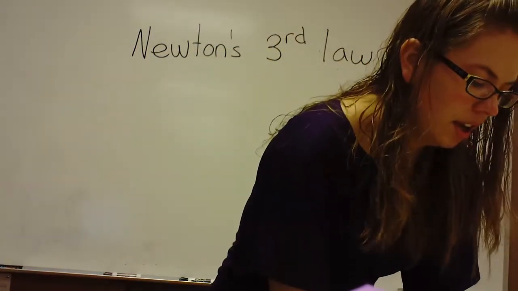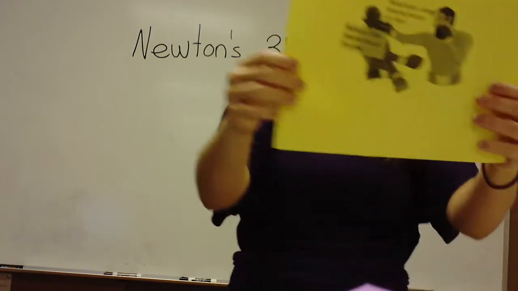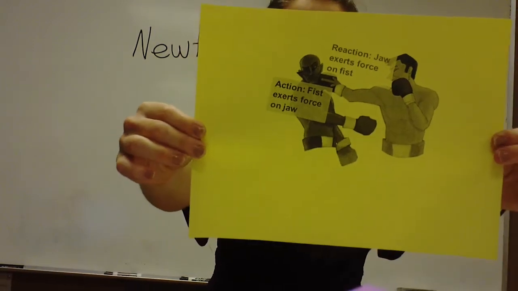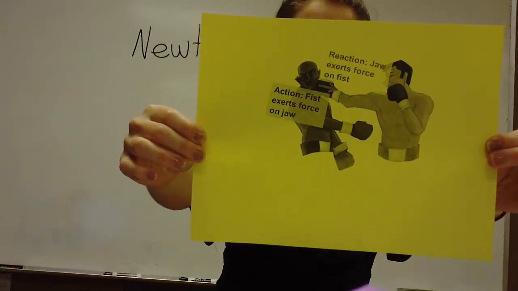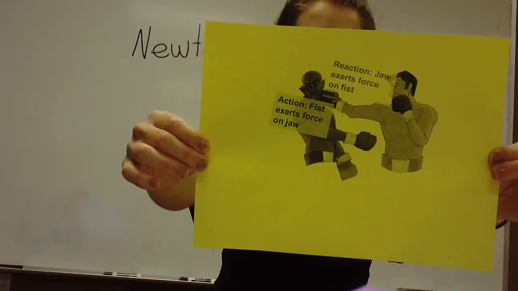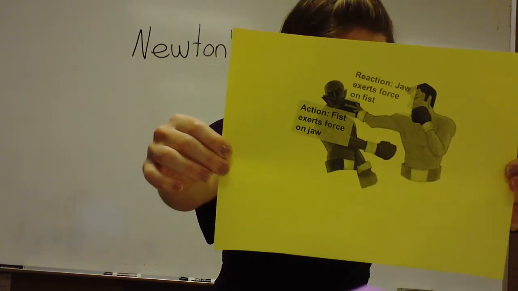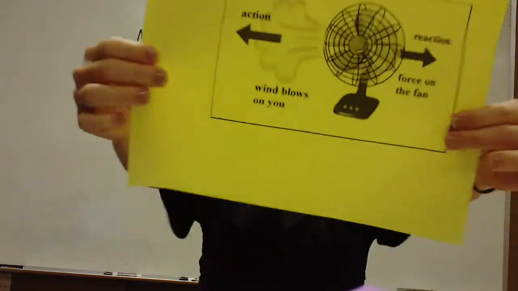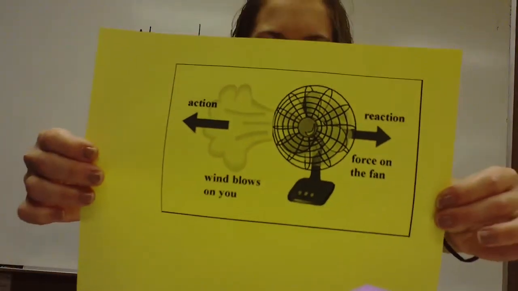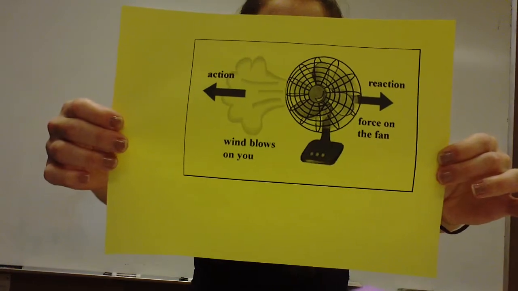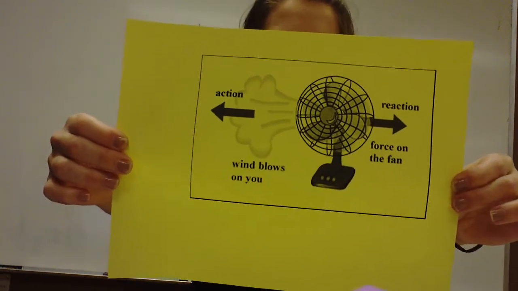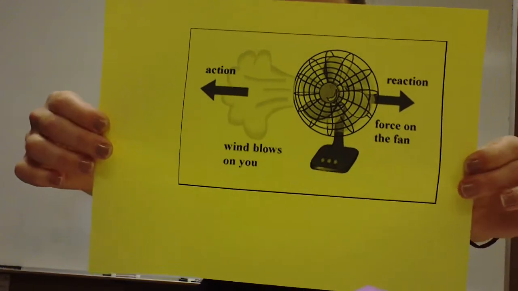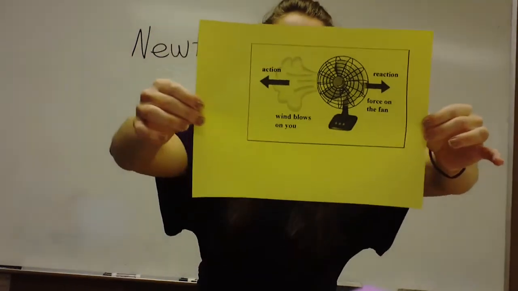Another example, for those of you who might like boxing, okay, let's see here. So, action is fist to the jaw, reaction is jaw exerting a force on the fist. Or, for those of you who just like sitting at home on a nice summer day, the action is the fan blowing wind on you, and the reaction is the force of the air on the fan. Hopefully you can see that all right.